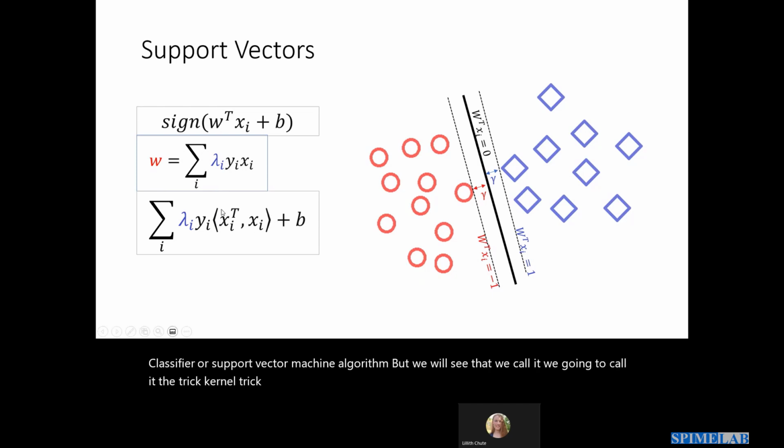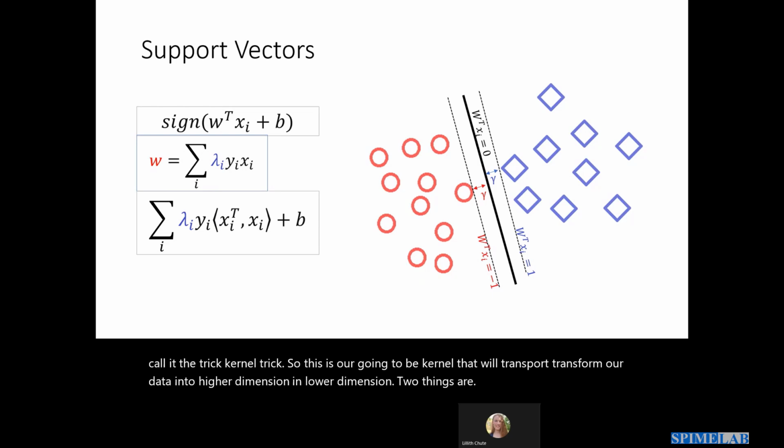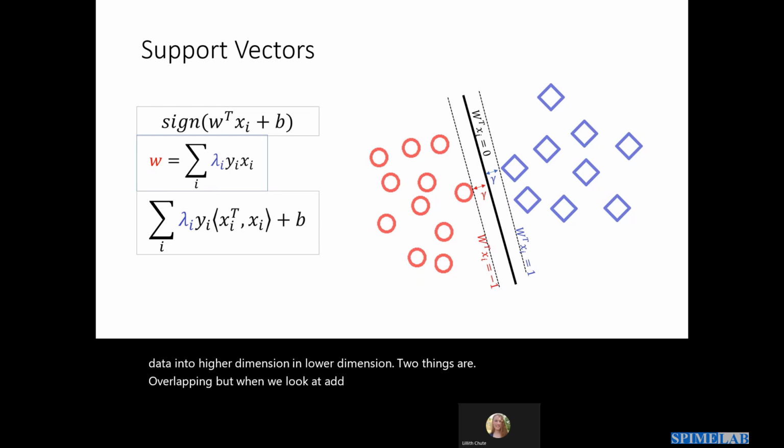So this is going to be our kernel that will transform our data into a higher dimension. In lower dimension, 2 things are overlapping, but when we add another dimension, they are separable. So just like that, we will see soon. Okay, thank you.